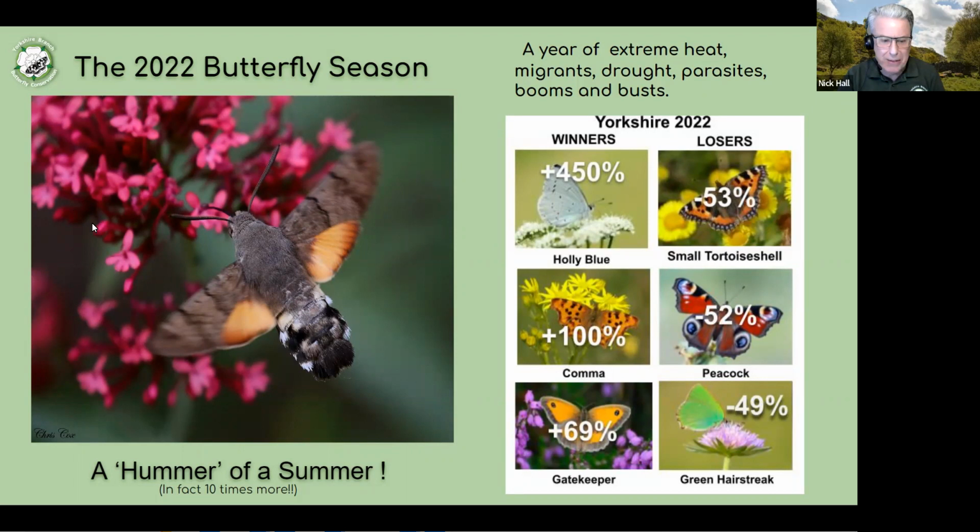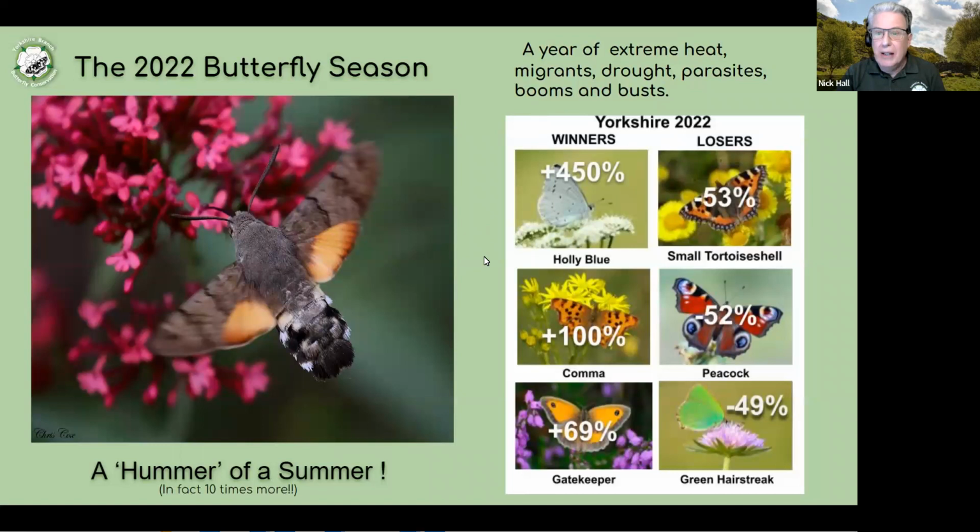The numbers last year were amazing for the hummingbird hawk moth. Matthew Oates made it his butterfly of the year, even though it is a moth. It got promoted to being a butterfly. And the simple reason is there were 10 times more than any other previous season. An amazing, amazing fact.